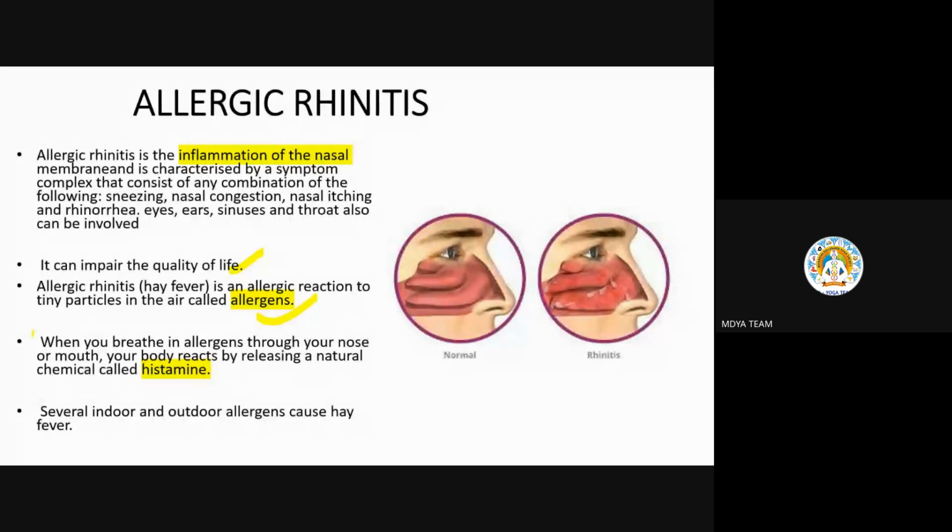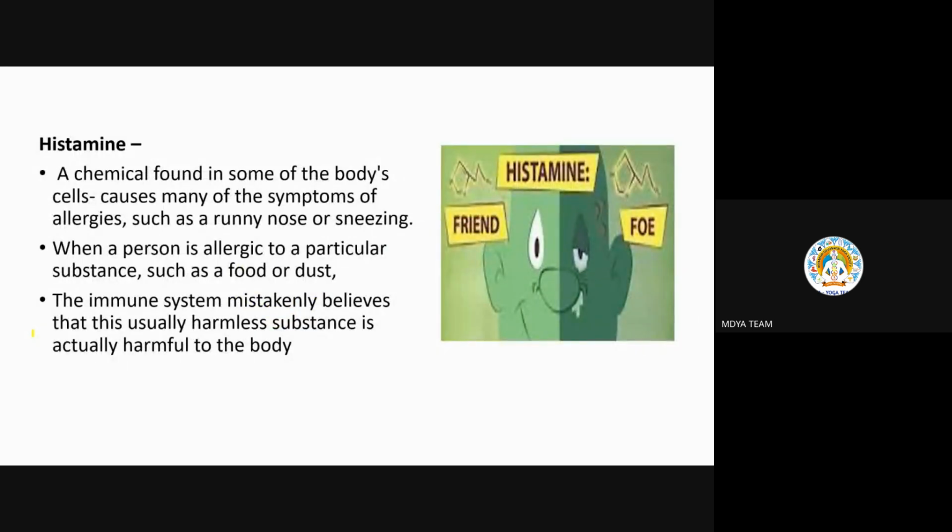Several indoor and outdoor allergens can cause hay fever or allergic rhinitis. Outdoor and indoor allergens could be there. So what is histamine? What happens in our body? Histamine is a type of chemical.